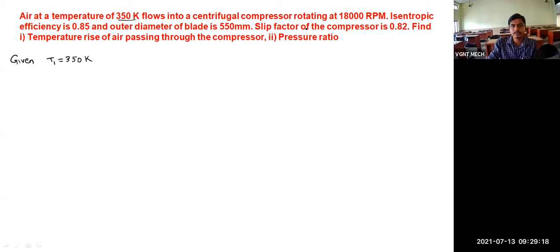Flows into a centrifugal compressor rotating at 18,000 RPM. So the speed of the compressor, capital N, equals 18,000 RPM. Isentropic efficiency is 0.85. That means eta iso is 0.85.